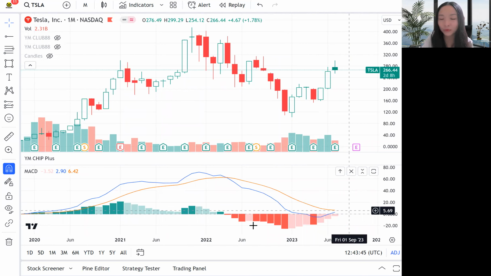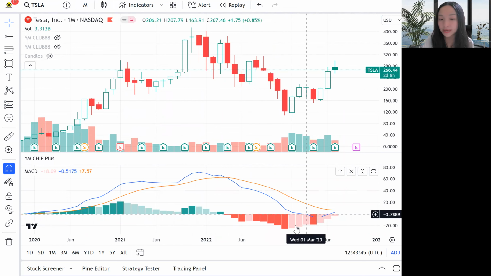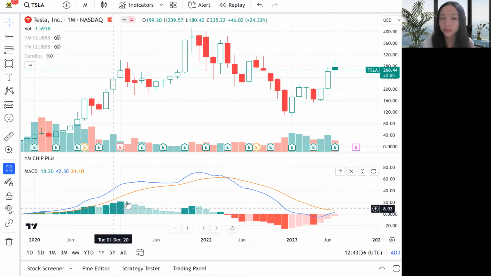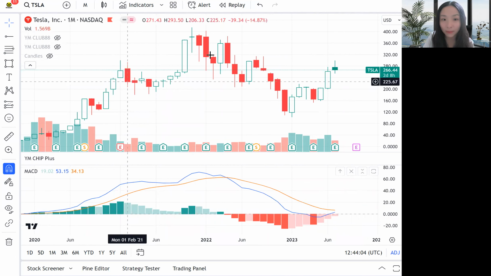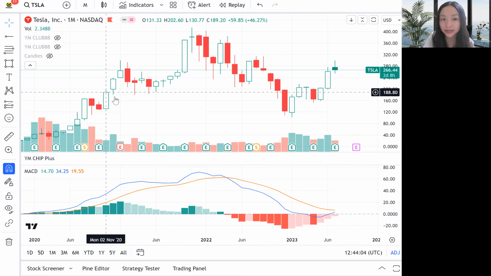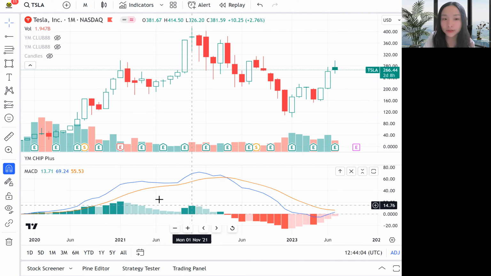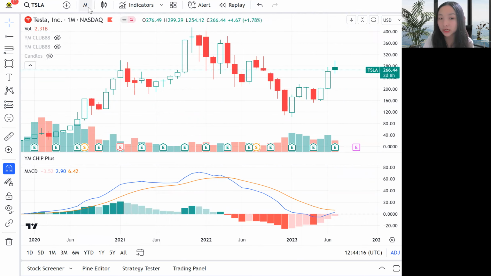The other thing I want you to check is the color. If it's dark red, it means strong selling power. Light red is less strong selling power. Dark green is strong buying power. Light green is less strong buying power, but still positive. It's still green, so still going up, but the momentum is less than before. You see how big the candle is when it goes up with dark green. This one goes up by 43% in just one bar. This is a monthly chart, so it's in 1 month.